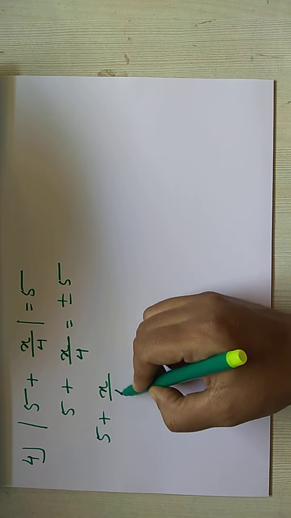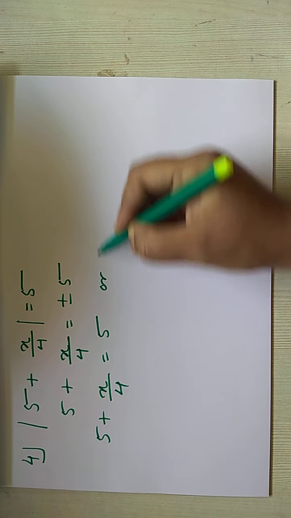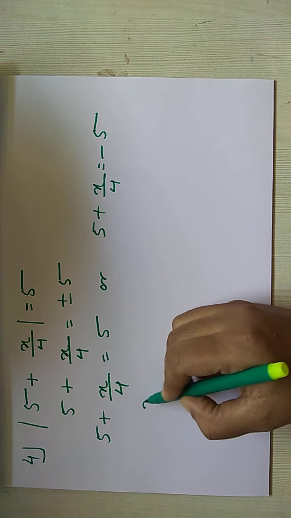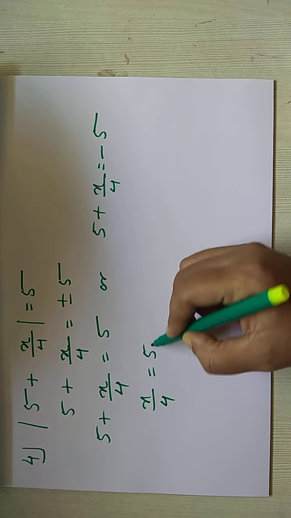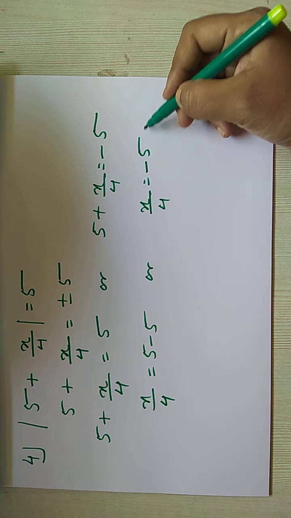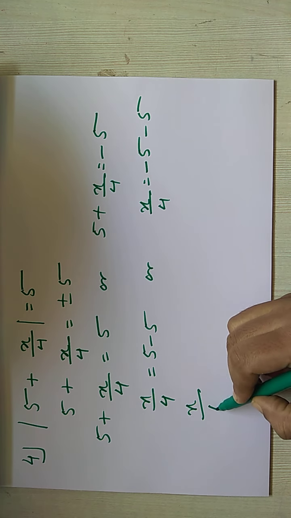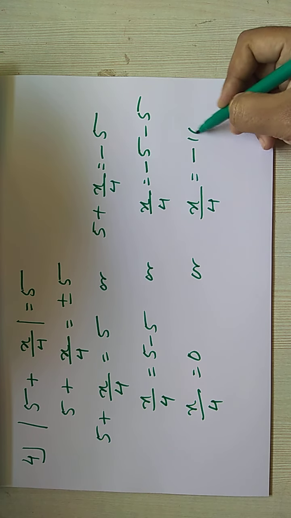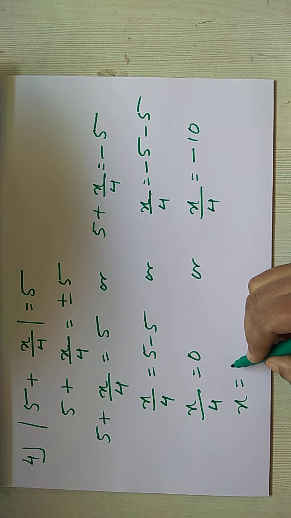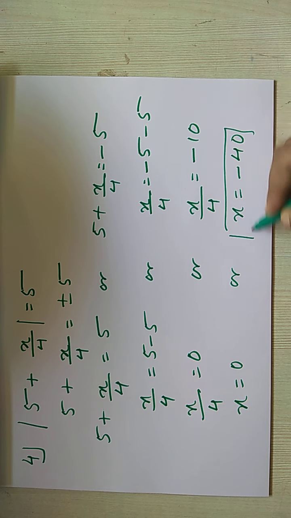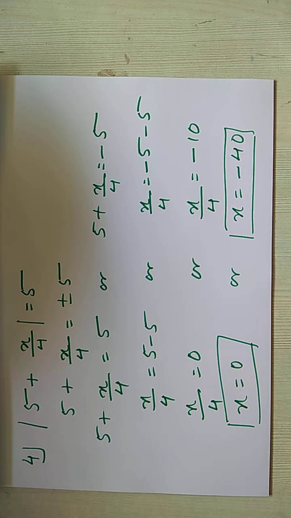5 plus x upon 4 is equal to plus 5, or 5 plus x upon 4 is equal to minus 5. x upon 4 will be 5 minus 5, or x upon 4 will be minus 5 minus 5. x upon 4 will be 0 or x upon 4 will be minus 10. x will be 4 zeros are 0, or x will be minus 4 tens are 40. So these are the two values of x.